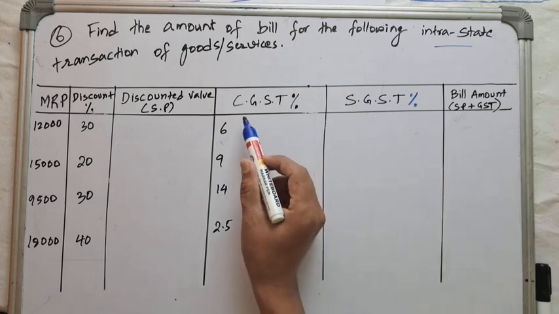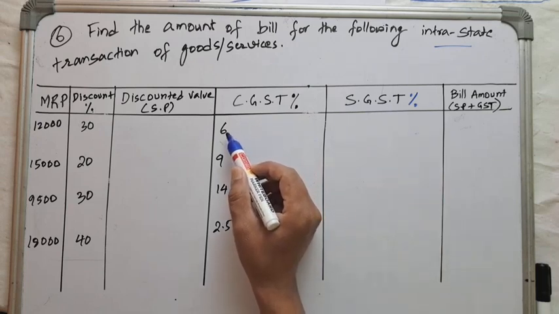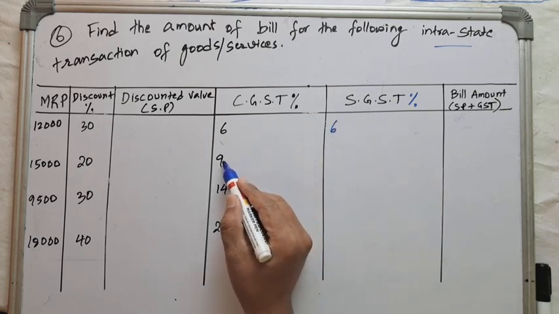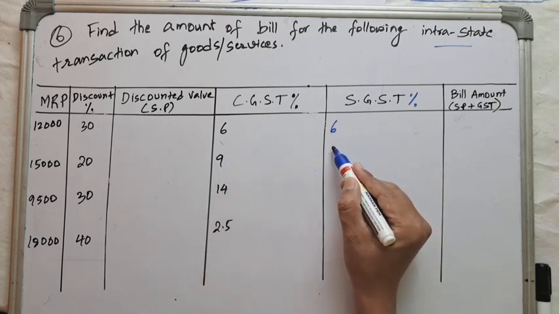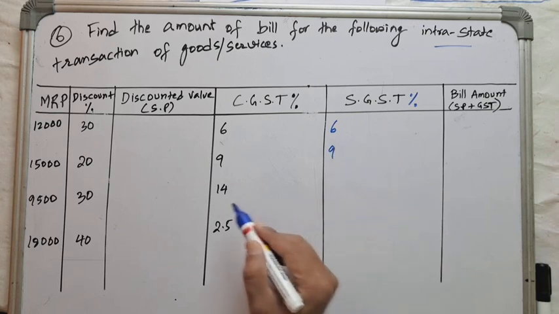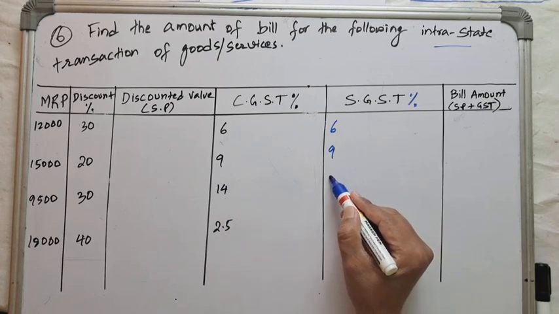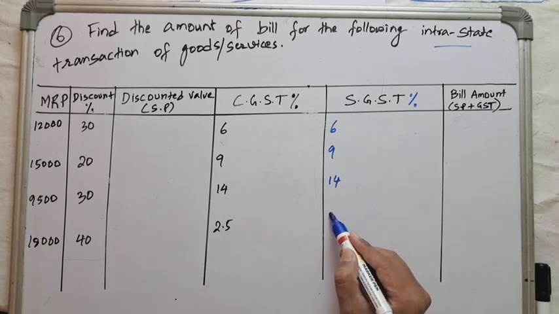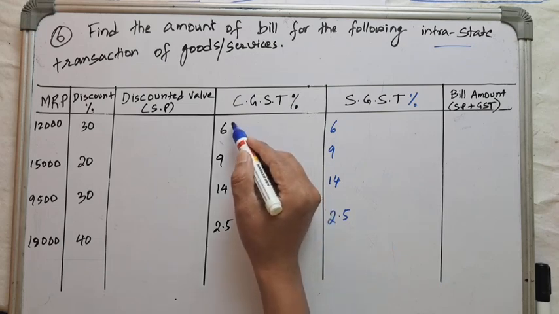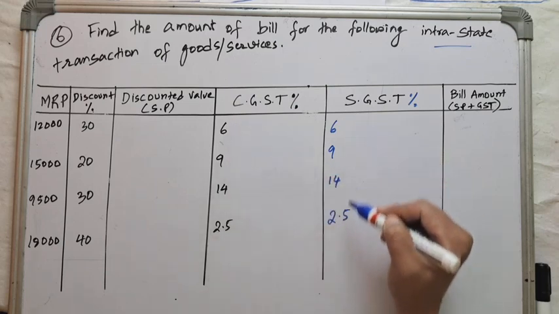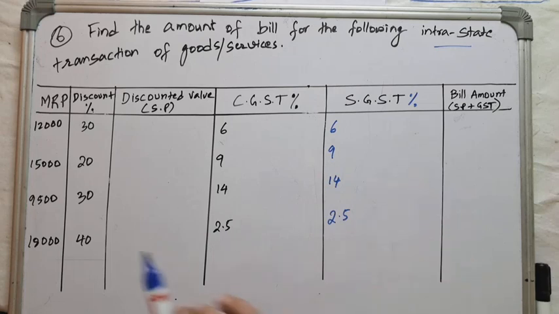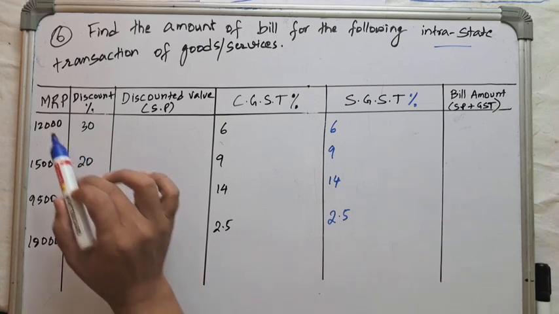CGST is given to us 6%, which means SGST will also be 6%. CGST is 9%, which means SGST will also be 9%. CGST 14% means SGST should also be 14%. CGST 2.5% means SGST should also be 2.5%. CGST and SGST will be equal. Tax will be divided into two parts. Now let us do this question.